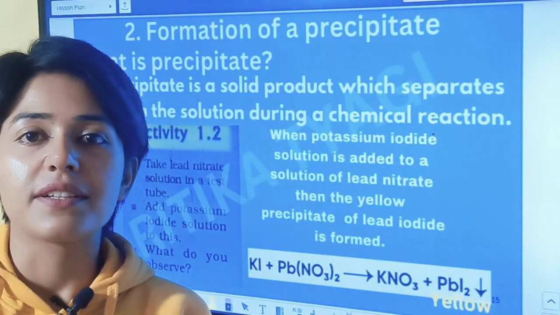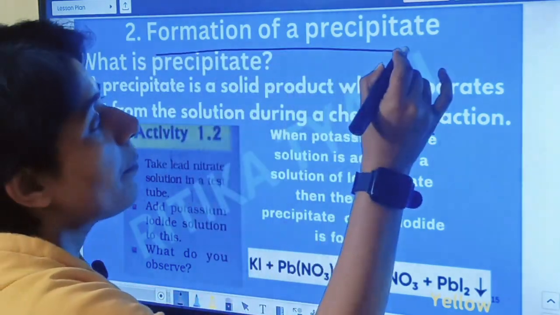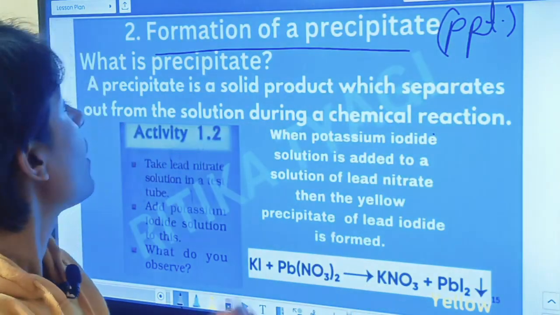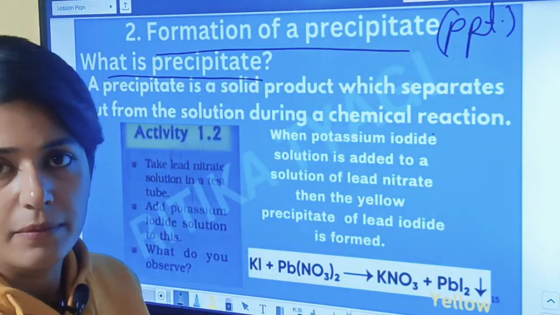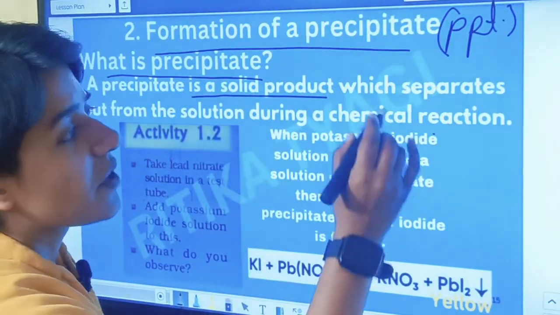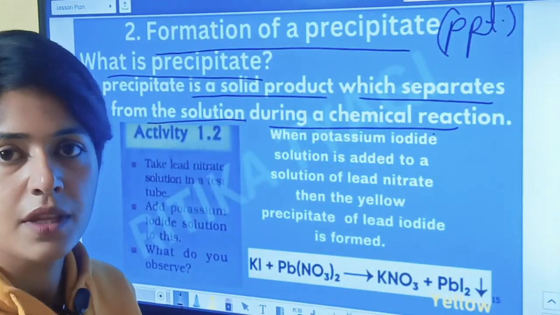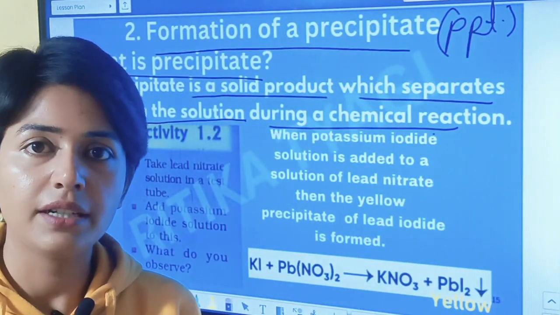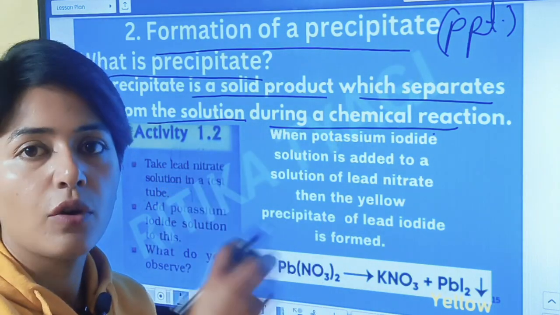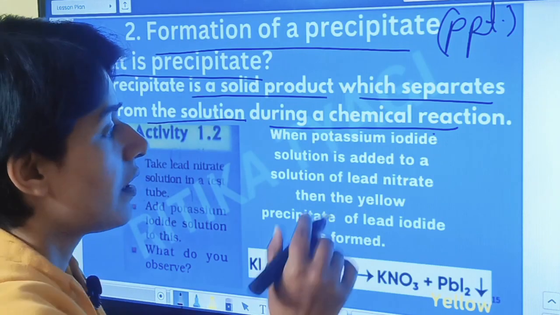Now we are going to discuss the second characteristic of a chemical reaction, that is the formation of precipitate, or PPT in short. The question is, what is a PPT? A precipitate is a solid product which separates out from the solution during a chemical reaction. It settles down at the bottom of the beaker or container in which you carry out the chemical reaction.